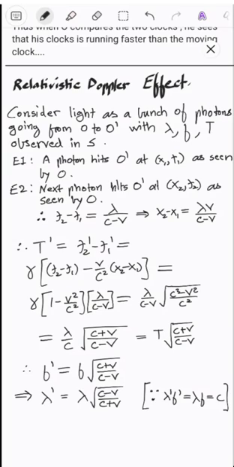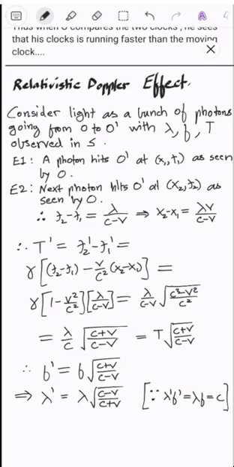So what I'm picturing right now is that light is just a bunch of photons which are emitted from O, and those photons have wavelength lambda, that is the distance between them, and they are emitted at a time interval of capital T, which is the time period, and 1 upon capital T is defined as the frequency. So that's the setup in our S reference frame.